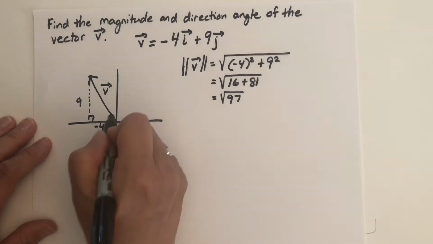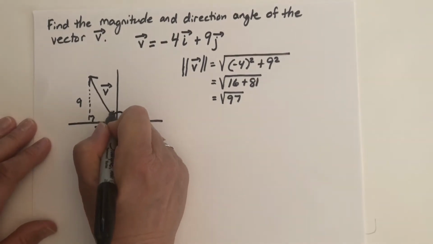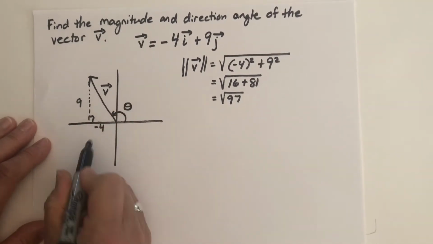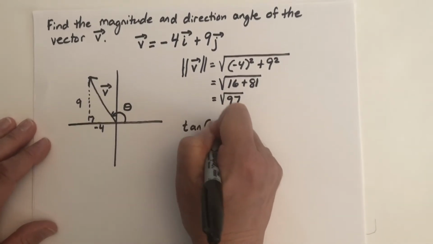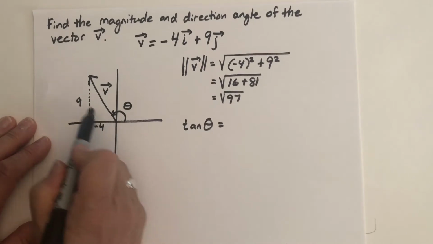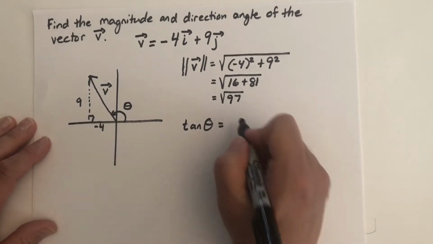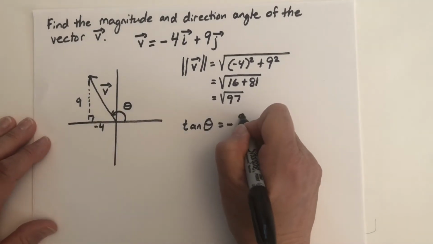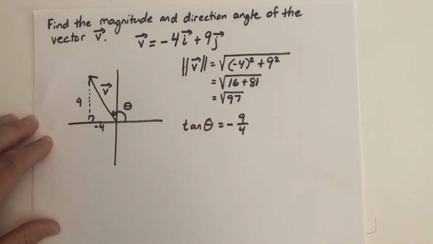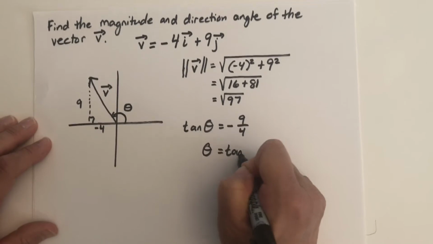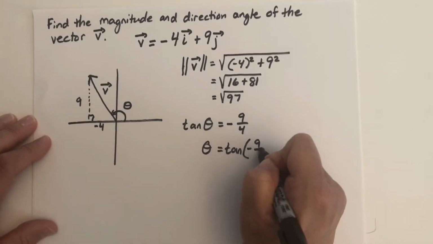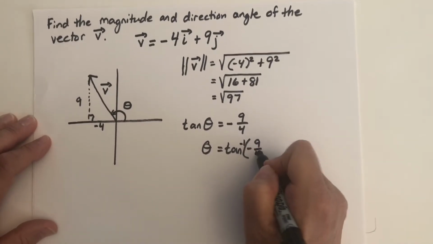Now to find theta, notice theta's right here. We have our reference triangle. We know the tangent of theta is going to equal our y value over our x value, so 9 over -4. So if we take the inverse tangent of theta, inverse. I didn't write the inverse sign.